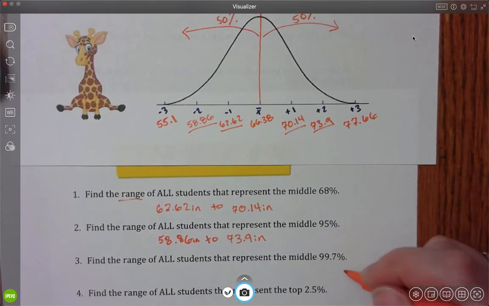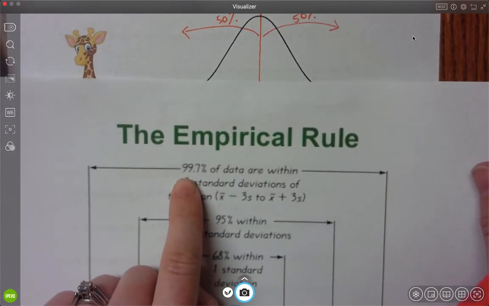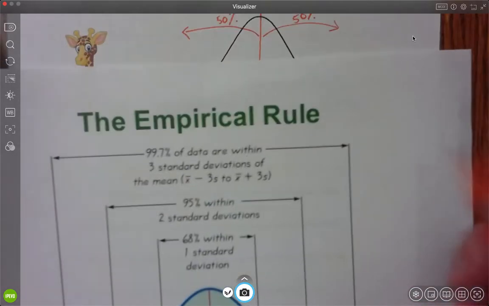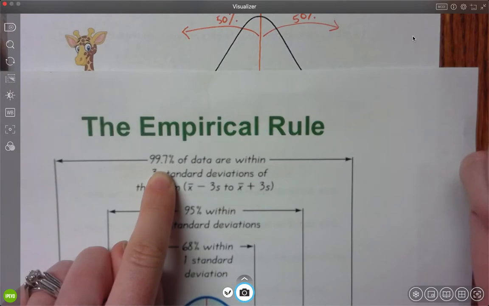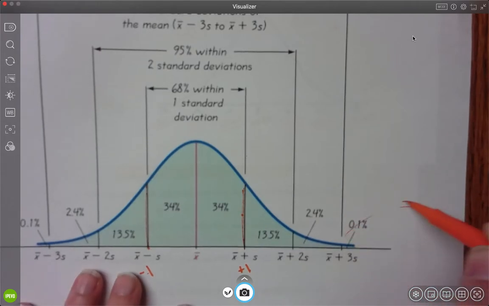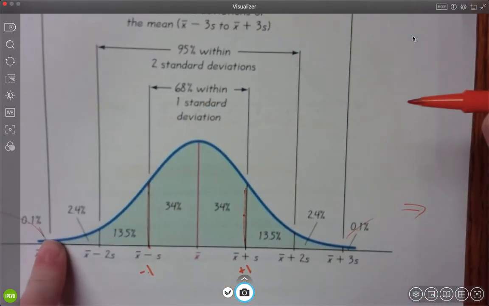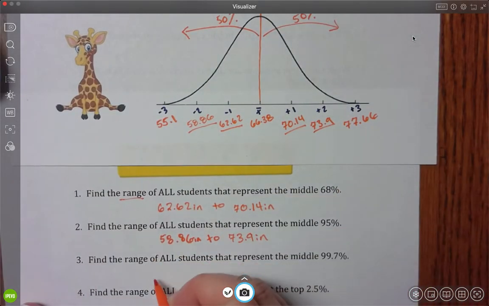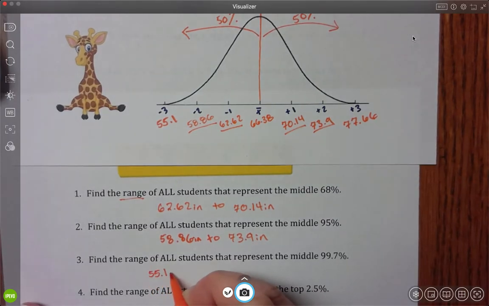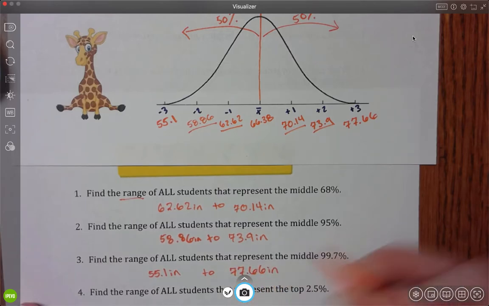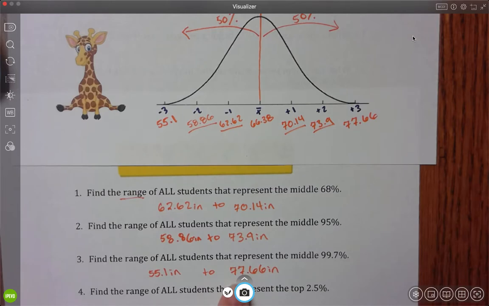Okay, and the last one is 99.7%, which is between -3 and +3. Now, that's not entirely 100% because there's still about 0.3%. There's maybe one student that lives either outside of here or outside of here, shorter than this point or taller than this point. We'll talk about that in a second. But +3, -3 is 55.1 inches to 77.66 inches. Six foot exactly is 72 inches, so this would be about 6'5".